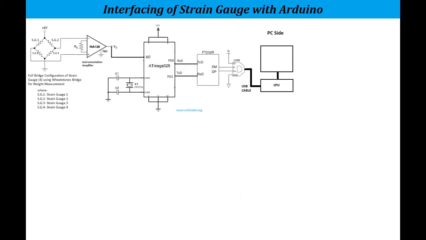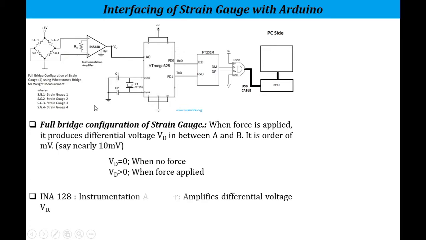Now let's discuss interfacing of strain gauge with Arduino. So this is the interfacing diagram. Here you will observe that this is one bridge, and in this bridge there are four strain gauges: strain gauge 1, strain gauge 2, strain gauge 3 and strain gauge 4. Now it is connected here to the INA 128. So this is a full bridge configuration of a strain gauge.